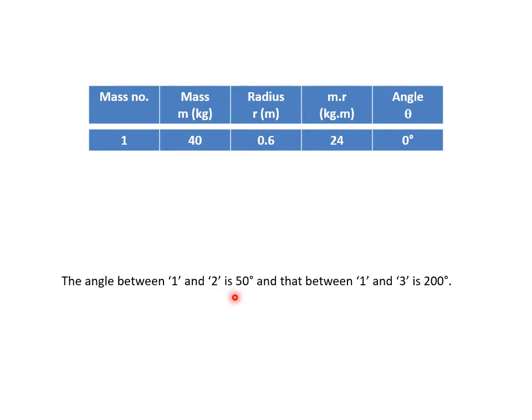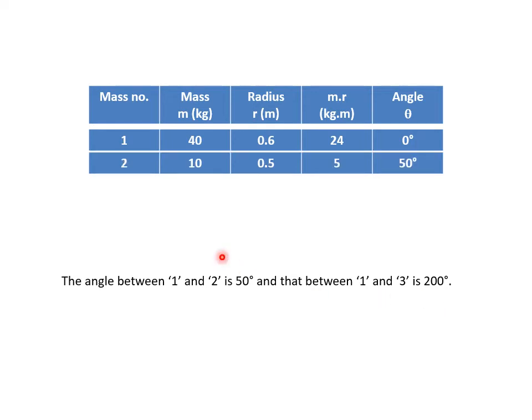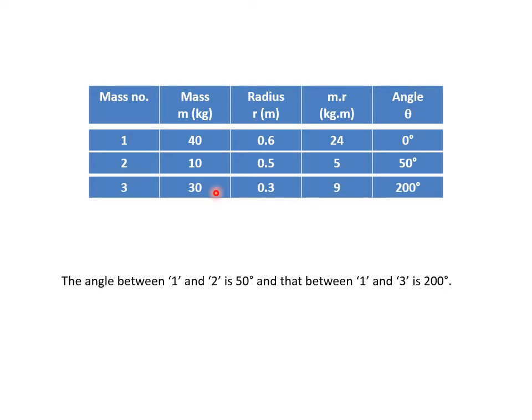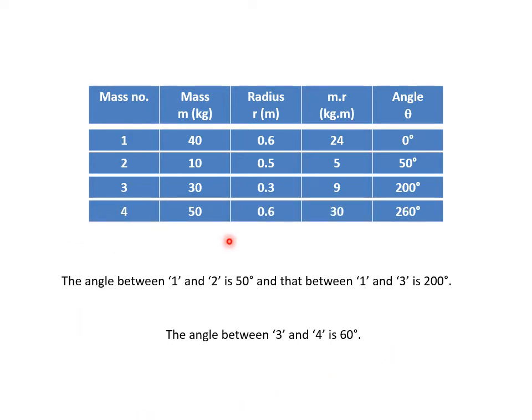Now the angle between 1 and 2 is 50 degrees, and that between 1 and 3 is 200 degrees. This is given in the data. So based on this, mass 2 is 10 kg, radius 0.5 meter, MR becomes 5 and angle is 50 degrees. Mass 3 is 30 kg, radius is 0.3, MR is 9 and angle is 200 degrees. Now for the fourth one, the data says the angle between 3 and 4 is 60 degrees. Let us remember that we have to measure from the horizontal direction in the counterclockwise sense, and therefore mass number 4 has 50 kg mass, radius 0.6, MR is 30, but the angle is not 60, it is 260 degrees.